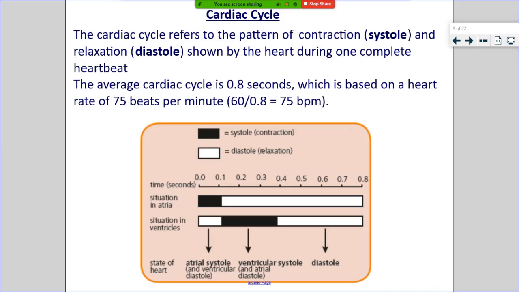First of all, if you know what the length of a cardiac cycle is, you can calculate a person's heart rate. So this is one cardiac cycle, 0 all the way through to 0.8, so just less than a second. If you divide 60 seconds by the length of the cardiac cycle, in this case 0.8, then you can calculate the heart rate of the individual.